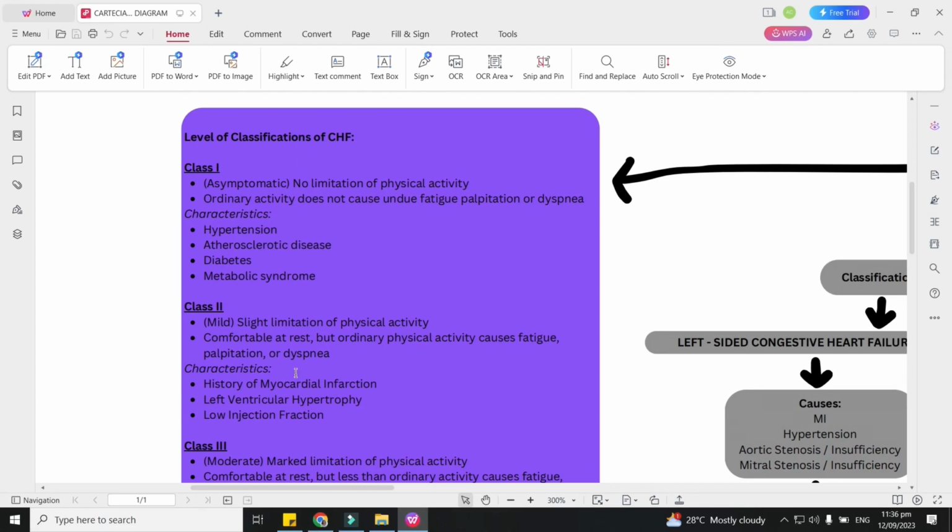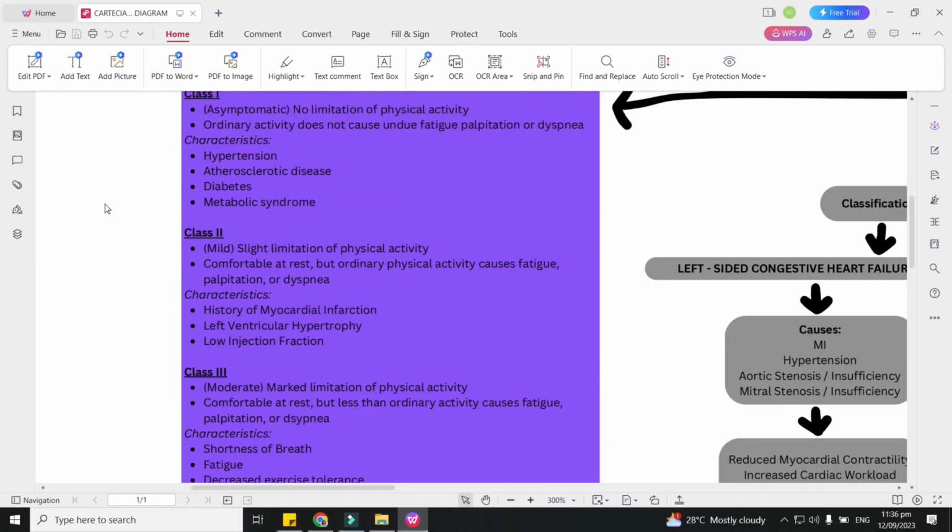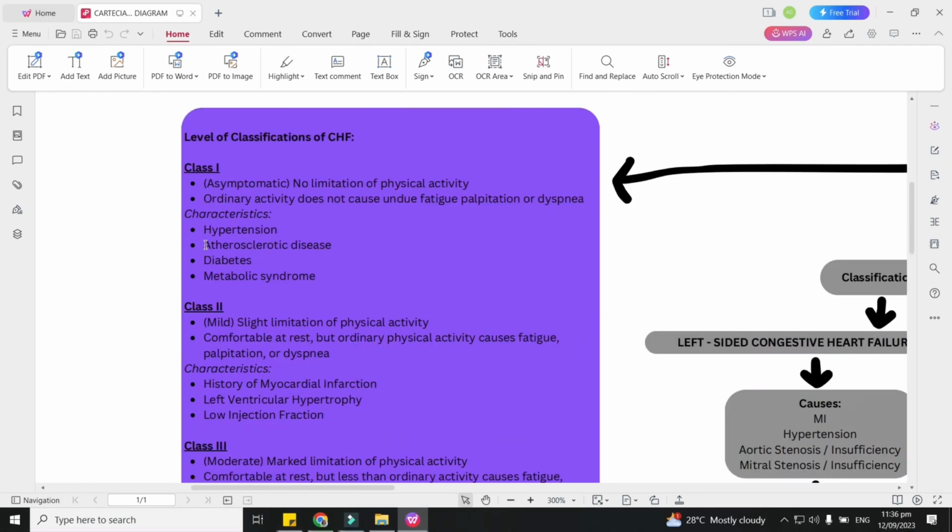Okay, so on the levels of classification, class 1 is mostly asymptomatic, meaning there is no limitation of physical activity. Ordinary activity does not cause undue fatigue, palpitation, or even dyspnea. The characteristic is that it may only arise as hypertension or high blood pressure, atherosclerotic disease, diabetes, or metabolic syndrome. So these are class 1.